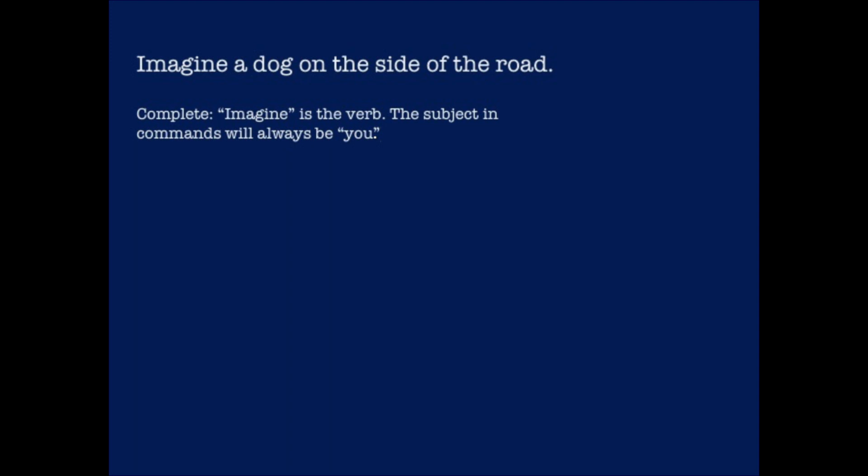And actually, I get a lot of errors in student writing with commands like these. When they ask the reader to imagine something or to consider something, they treat it as just a phrase. And you want to remember that's a complete sentence on its own. So imagine a dog on the side of the road. Imagine is our verb and an implied you is our subject.